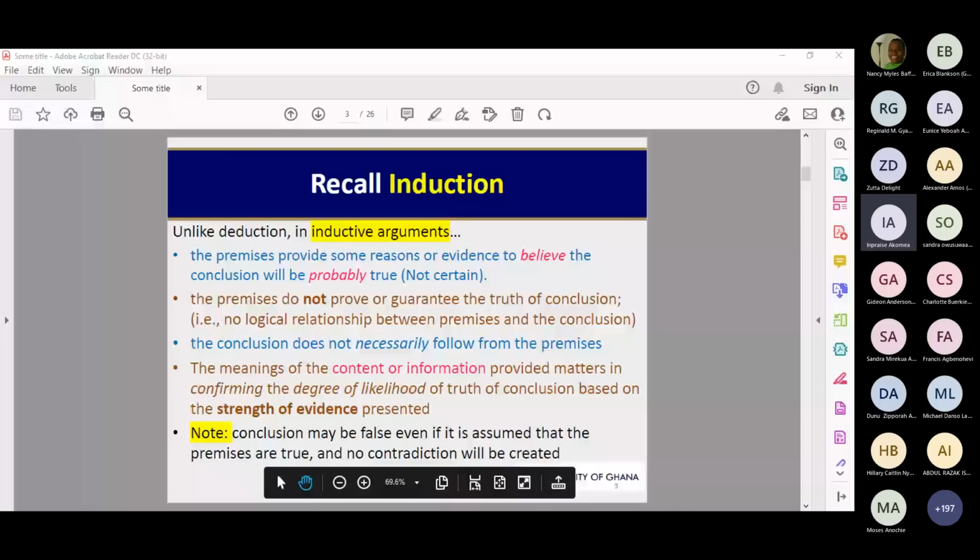In inductive arguments, premises provide some reasons or evidence to believe the conclusion will be probably true, not certain. The premises do not prove or guarantee the truth of conclusion. That is, no logical relationship between premises and the conclusion. The conclusion does not necessarily follow from the premises. The meanings of the content or information provided matters in confirming the degree of likelihood of truth of conclusion based on the strength of evidence presented. Note, conclusion may be false even if it is assumed that the premises are true, and no contradiction will be created.